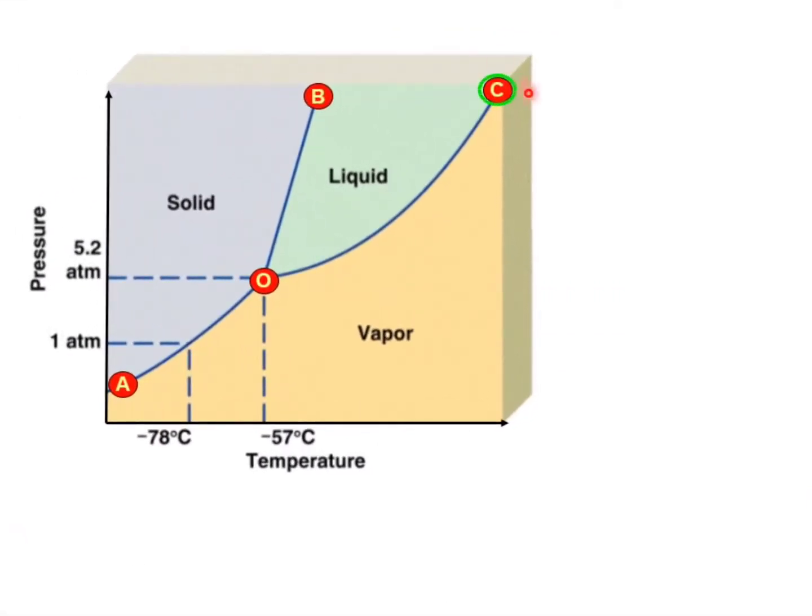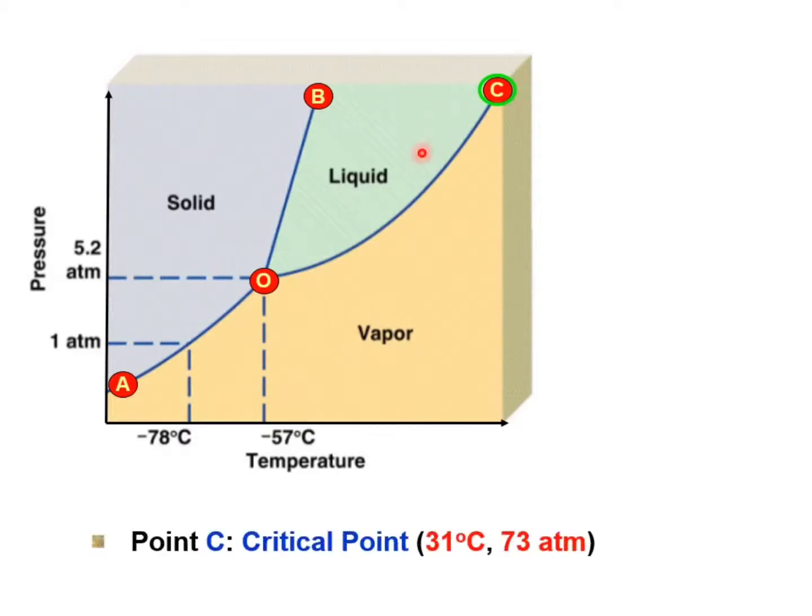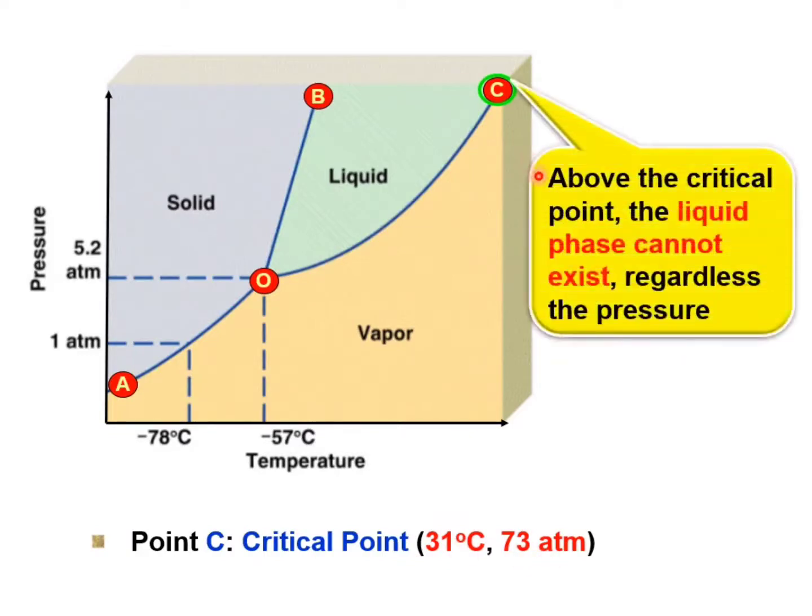Okay, next we look at point C. So what is point C, guys? Yes, so that one is critical point. So critical point for carbon dioxide occurs at 31 degrees Celsius temperature and the pressure should be 73 atm. So above the critical point, we know that the liquid phase cannot exist regardless of the pressure. So we don't know the phase selepas point C ni. Kita tak tahu apa phase yang terlibat di situ. Okay?